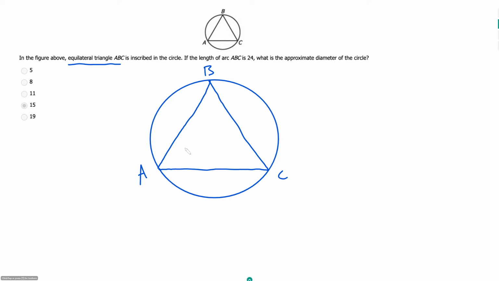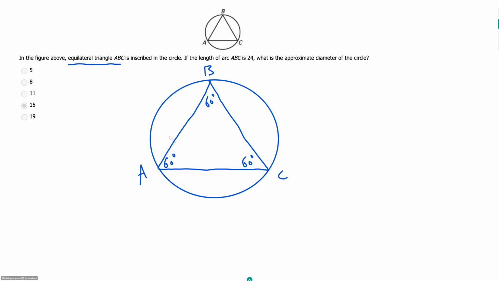And so if this is an equilateral triangle, we know all of its angles are the same measure. So each of these are going to be 60 degrees because they got to add up to 180. We also know each side of our equilateral triangle should be the same length. So that's worth noting. They also tell us arc ABC has a length of 24.